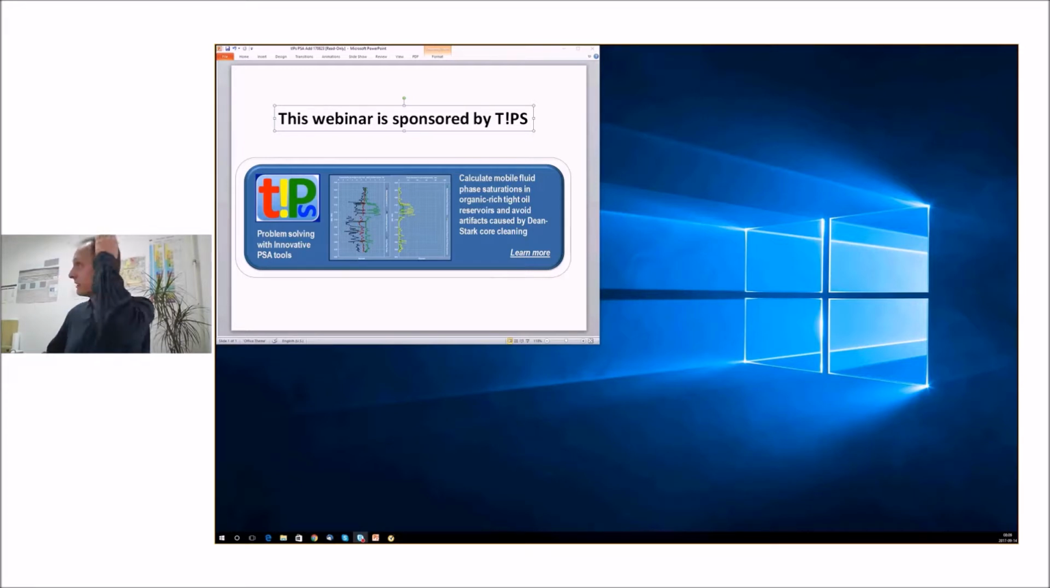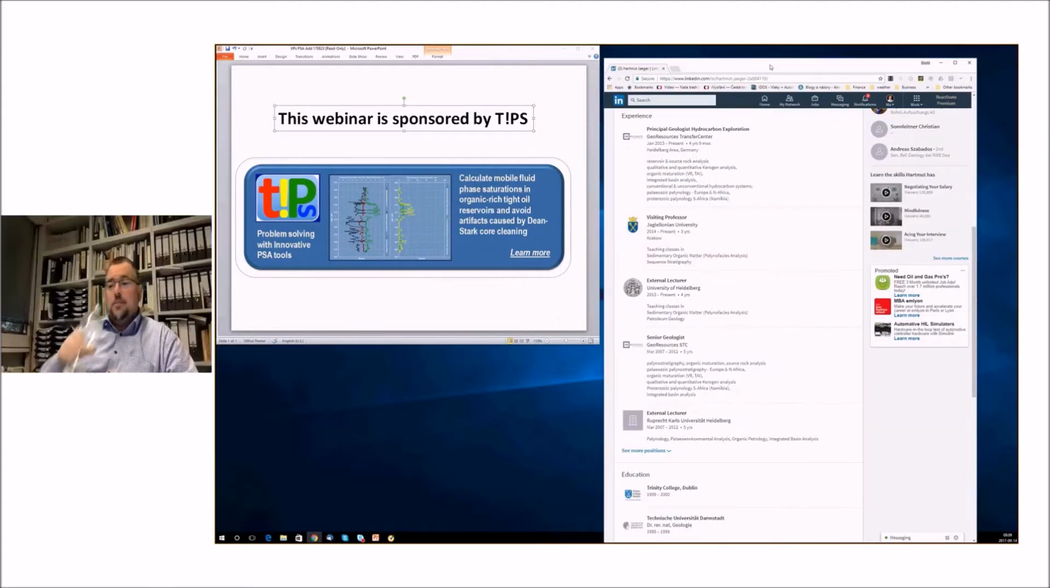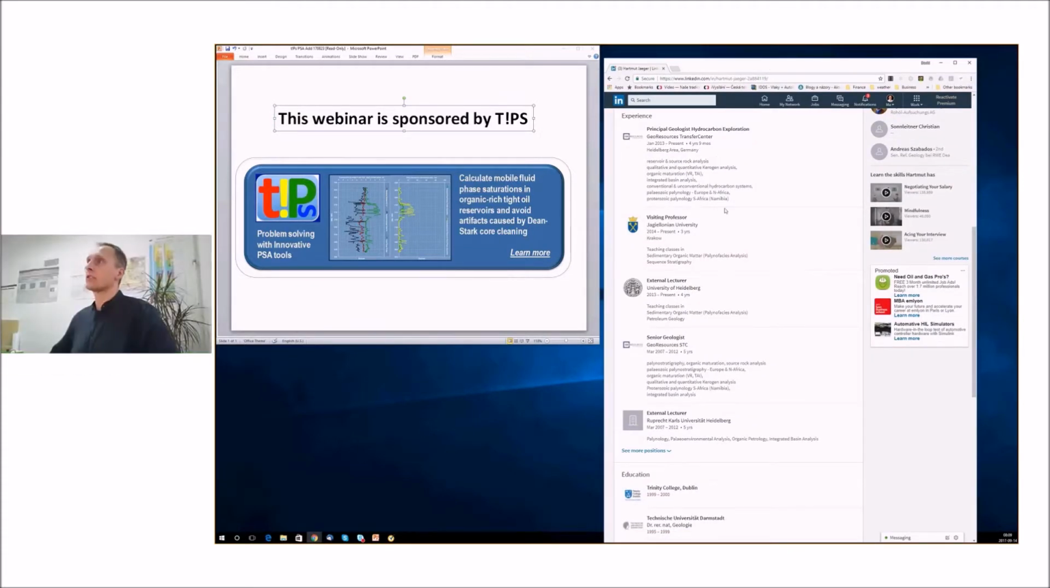Okay, our presenter today is Hartmut Jaeger out of Heidelberg. Hartmut is an organic petrologist. And I have just lost his profile here. Okay, I have it. Hartmut works as a principal geologist for hydrocarbon exploration in Georesources Transfer Center, which I understand is somehow associated with a university, some sort of spin-off company. Is it correct? Yes.